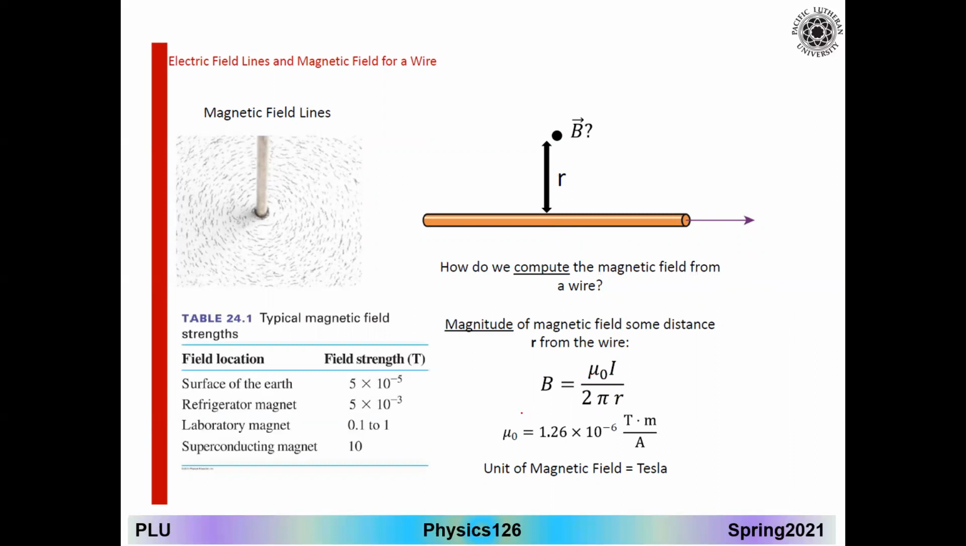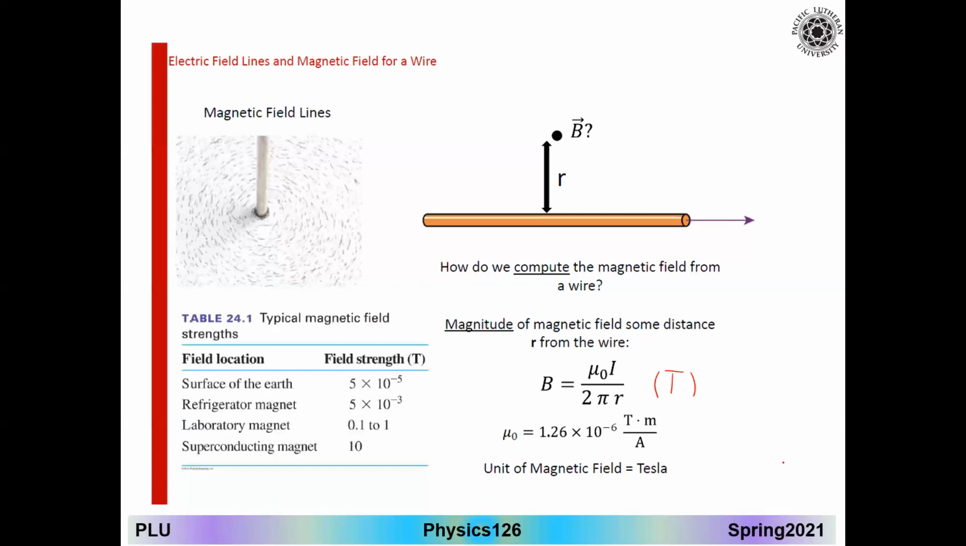The mu here is what we call the vacuum permeability, a certain constant. You don't have to memorize it. The constant is 1.26 times 10 to the minus 6, and the unit is Tesla meter per ampere. The unit for the magnetic field is Tesla, which is a new unit for us. When you have the current in amperes and the radius in meters, B is measured in Tesla. So this is the formula to find the magnitude of the magnetic field, and we use the right hand rule to find the direction.